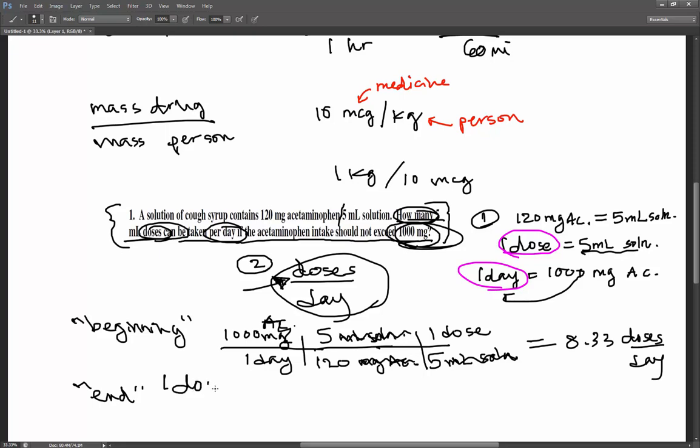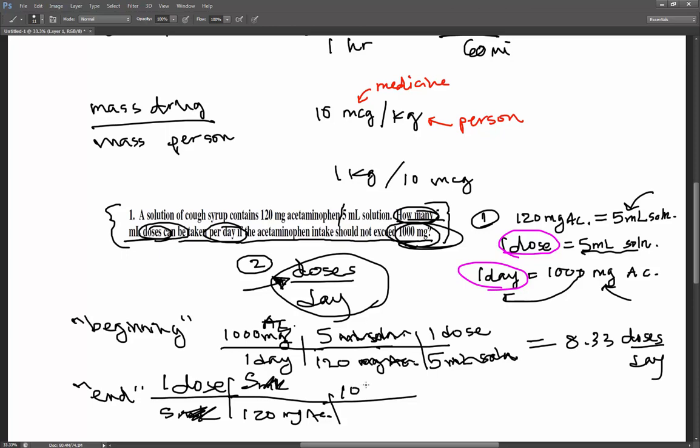So I might start with 1 dose per 5 milliliters of solution, because I know I want doses on top when I'm done with the calculation at the end. And now to get rid of 5 milliliters, I say, where else do I have milliliters of solution? Oh, I've got it right here, so I'll use that. 5 milliliters in 120 milligrams of acetaminophen. And then milliliters cancel, and I need to get rid of my milligrams of acetaminophen, and there's where I have acetaminophen. So I'm going to put that on top, so milligrams of acetaminophen will cancel, and put 1 day on the bottom, and milligrams cancel, and I get doses per day.